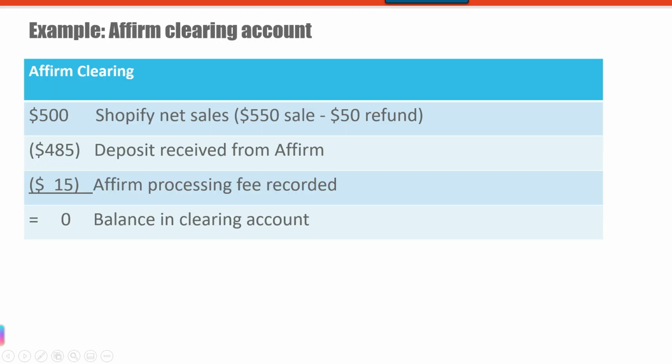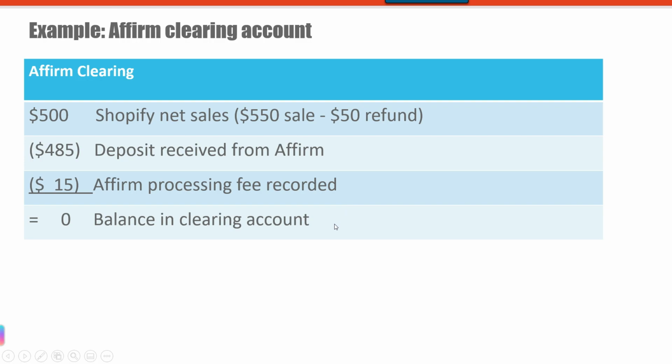Let's take a look at an example with numbers so that it'll make more sense. So let's say that we're working with the Affirm Clearing account and we have Shopify sales of $500. Those were net sales. We had $550 in sales minus a $50 refund. Then we received $485 from Affirm, and that was the deposit that we received from Affirm when they processed that payment. And Affirm also took a fee of $15.